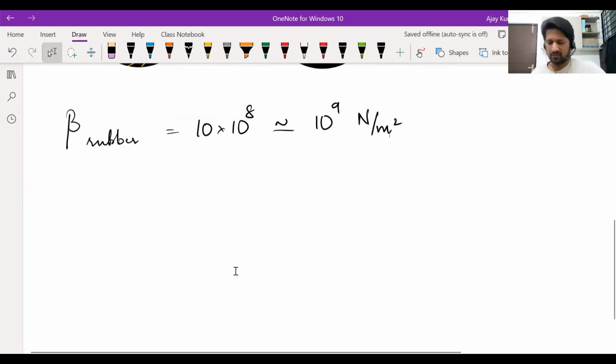Okay, fine. So let's solve some problems based on this. So basically what happens if you increase the pressure on an object, its volume decreases. If you decrease the pressure, its volume increases, it will expand.